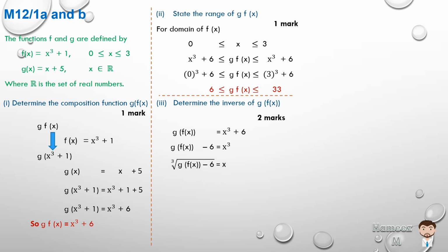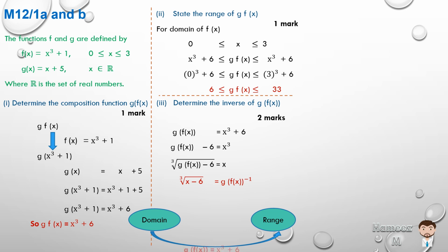And now that we put it into this form where x is the subject of the formula, we can now substitute g f of x, the composite function, to now be x. And x on the right hand side to be the inverse. So we're going to get the cube root of x minus 6 is the inverse of the composite function. So what that really means is that if we're going from the domain to the range using the composite function, that will be x cubed plus 6. And if we're at the range and we're going backwards, that will be g inverse. Then that will be the cube root of x minus 6.